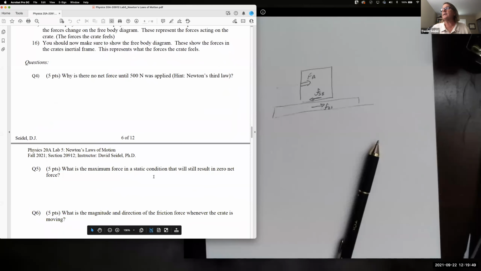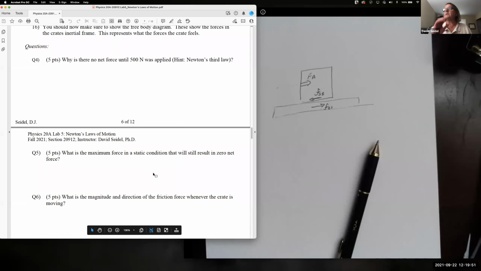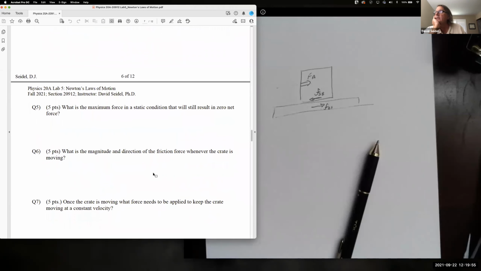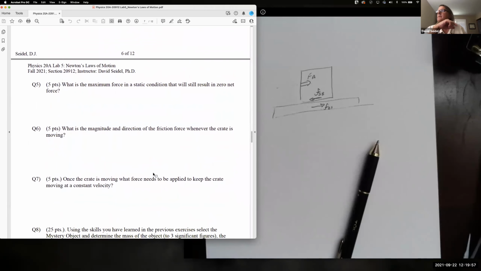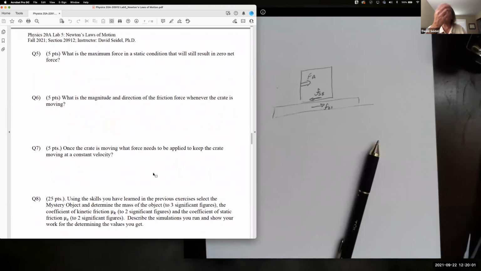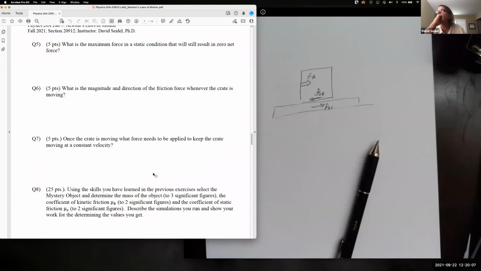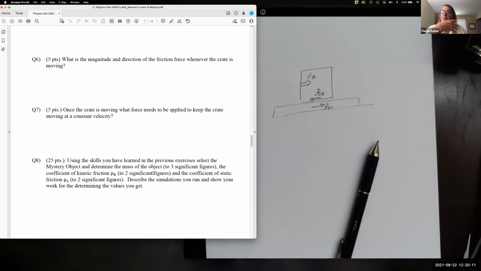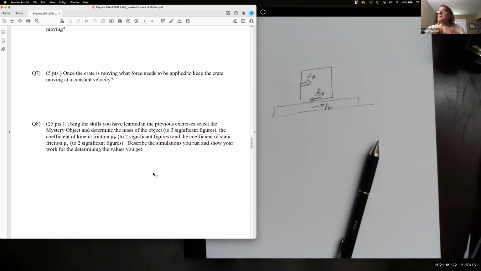Another question asks you to calculate the maximum static condition. Was that zero net force? Well, we already did that, mu sub s n. There's a magnitude and direction of the friction force when it's moving. That's the kinetic friction, opposite to the direction of moving. The force that needs to be applied needs to exactly balance the kinetic friction force.